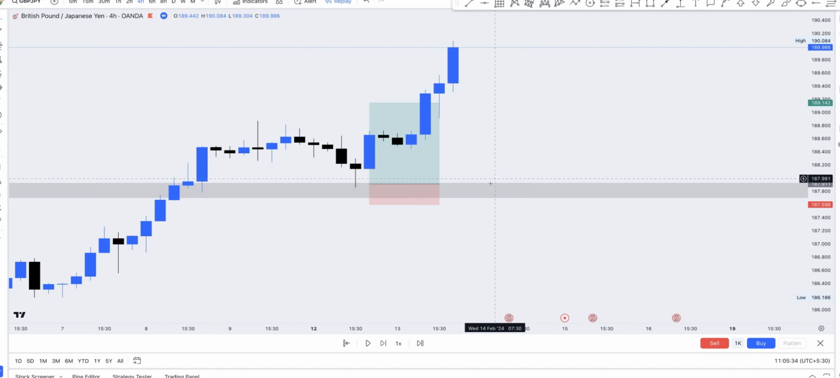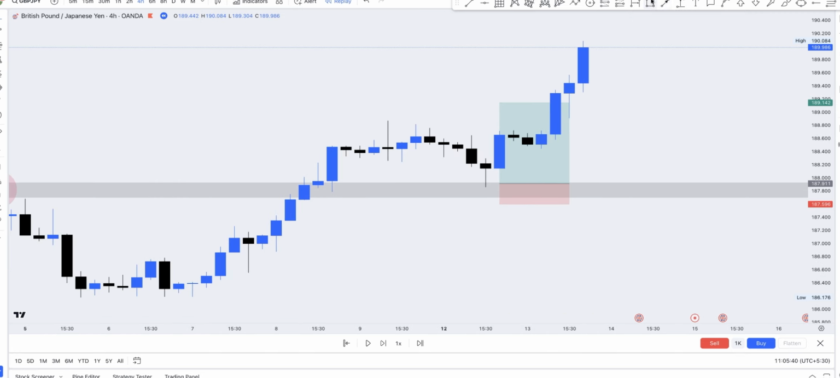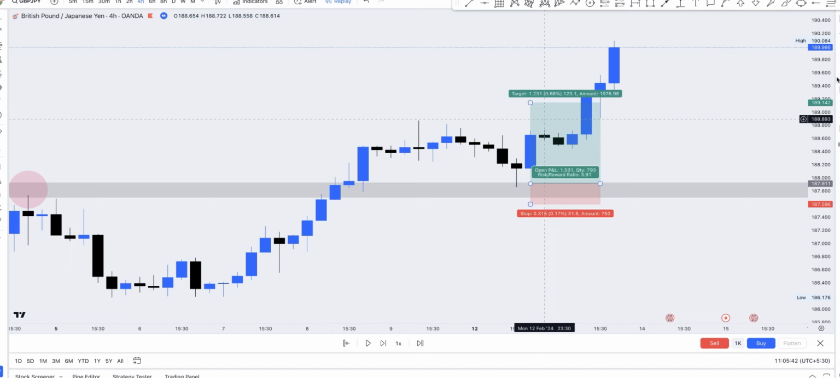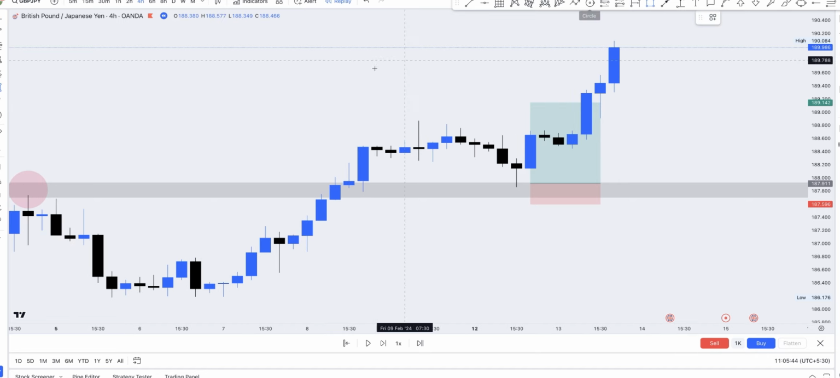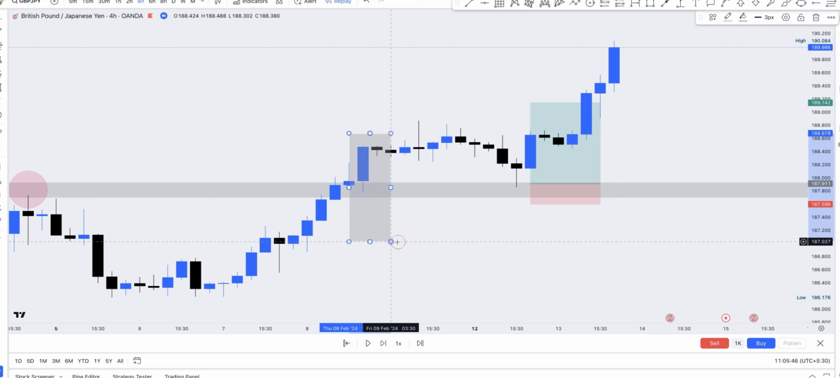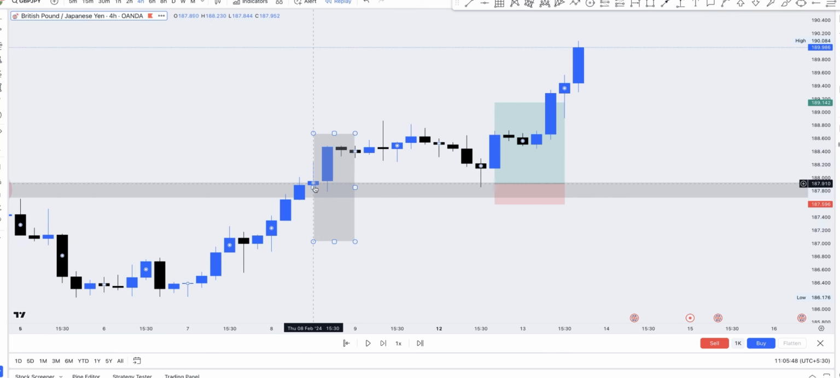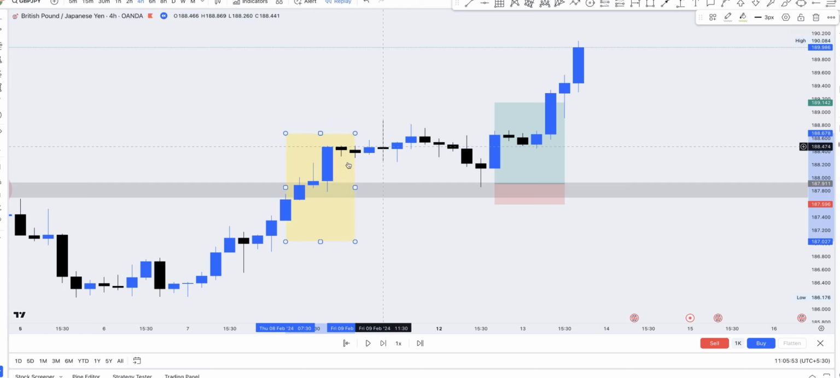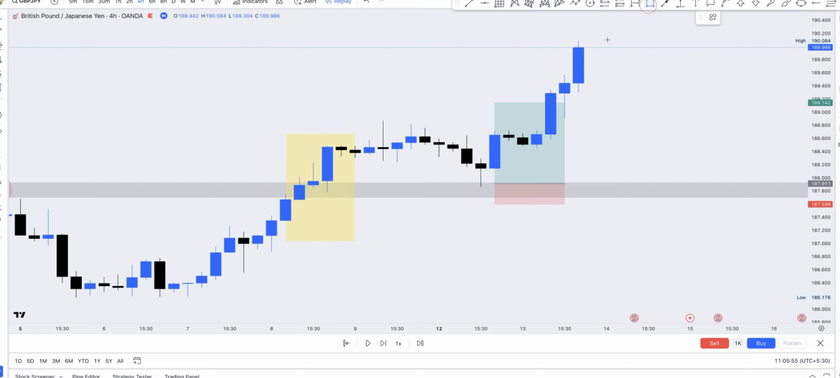So this is how we trade the breakout and the retest. This point here is the breakout. This is our breakout point. I think I should just change the color. The yellow box is our breakout point.